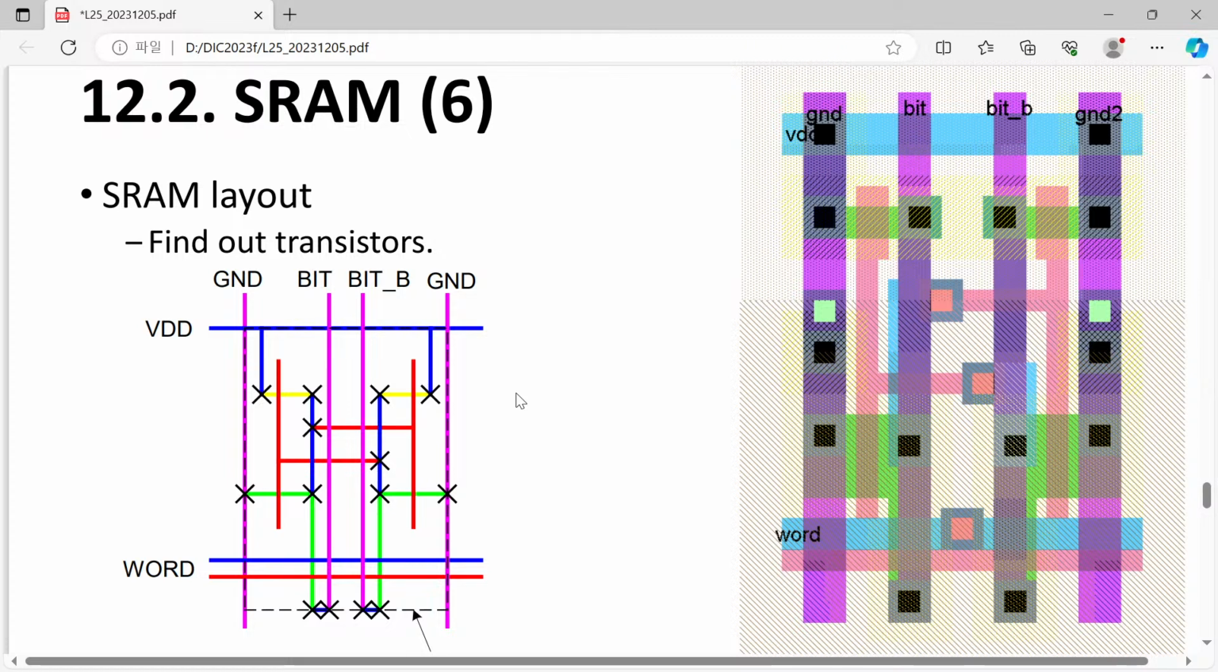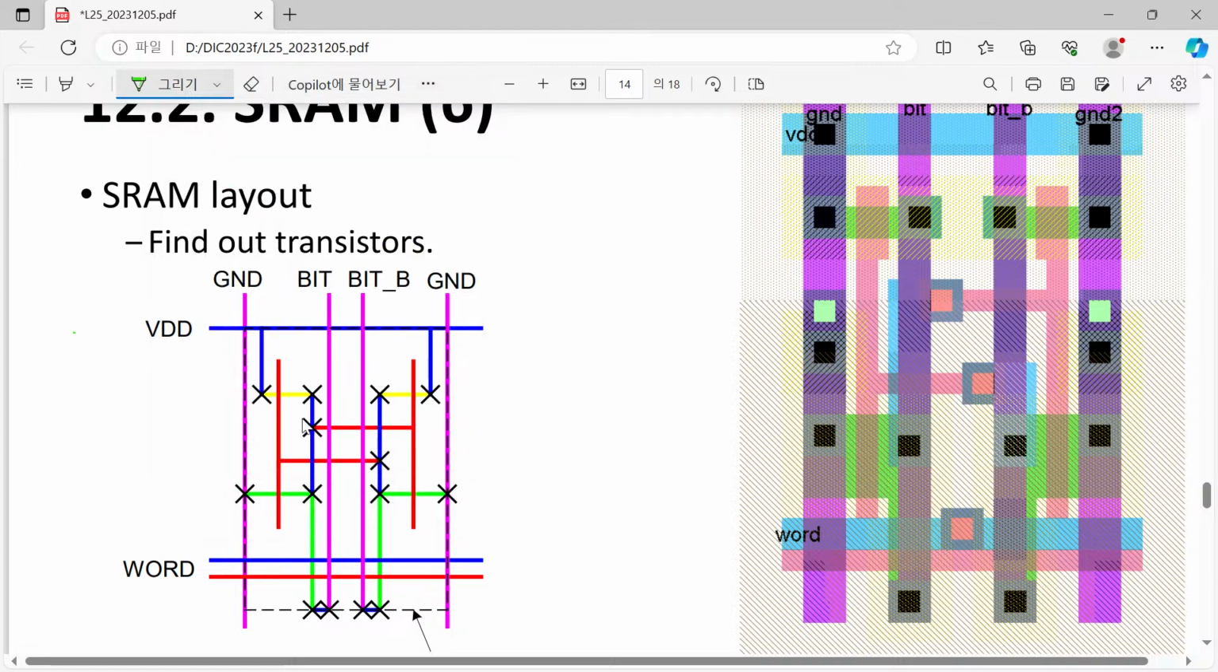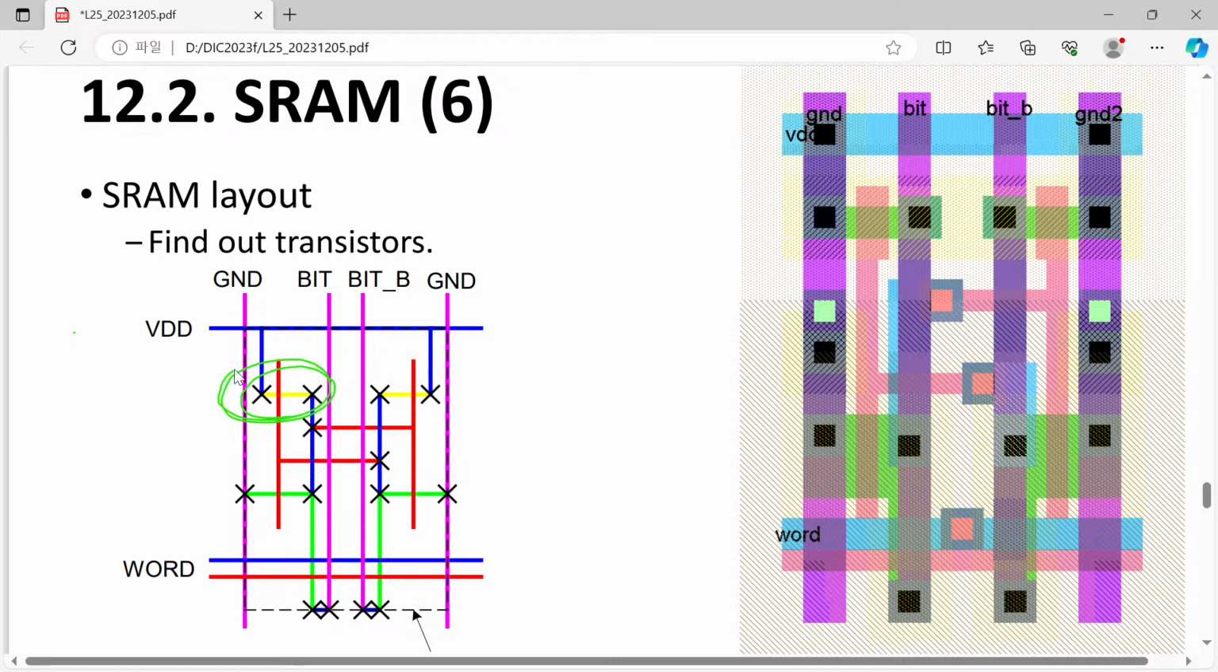So this is the SRAM layout, the old one. Where can you find your transistors? Please have a look. You can find your transistors. For example, here you have your PMOSFET, and here you have a PMOSFET, and here you have your NMOSFET.